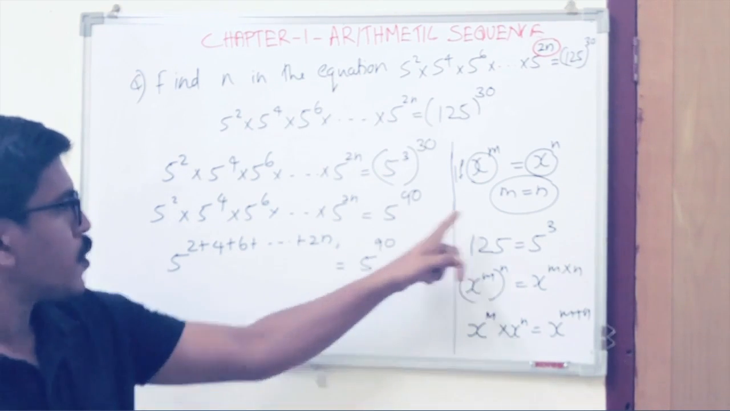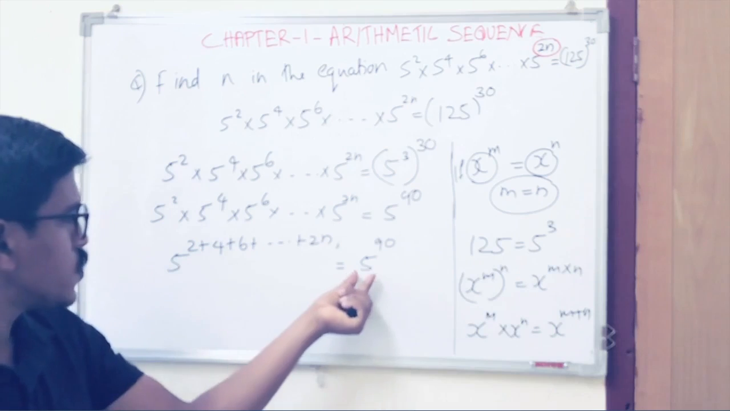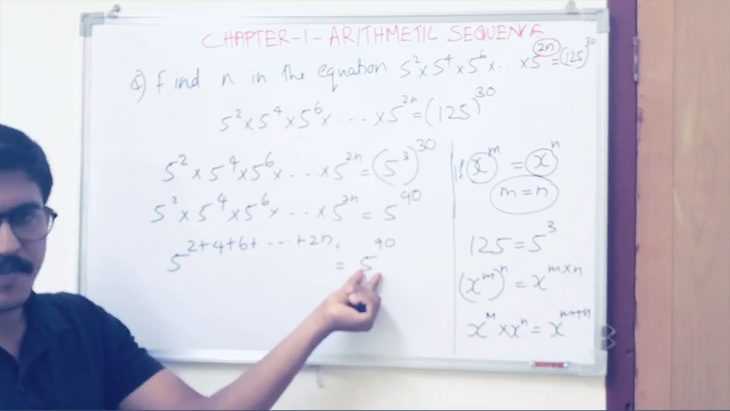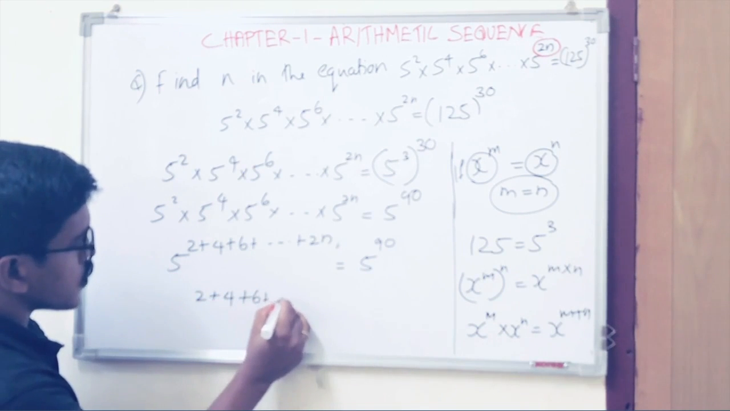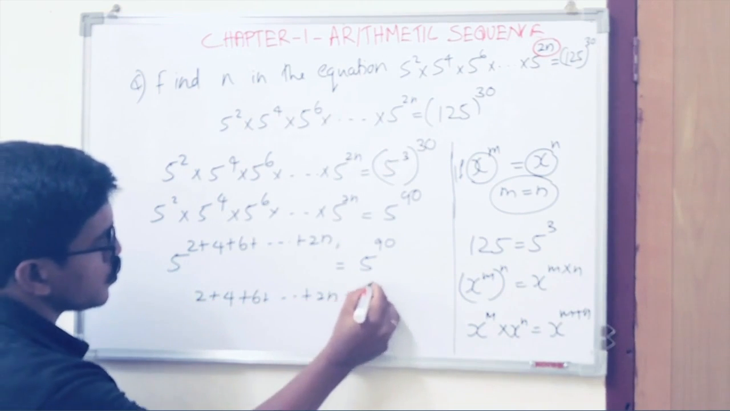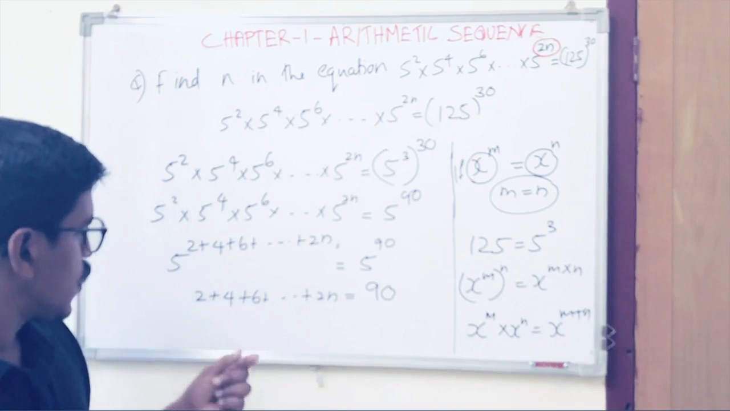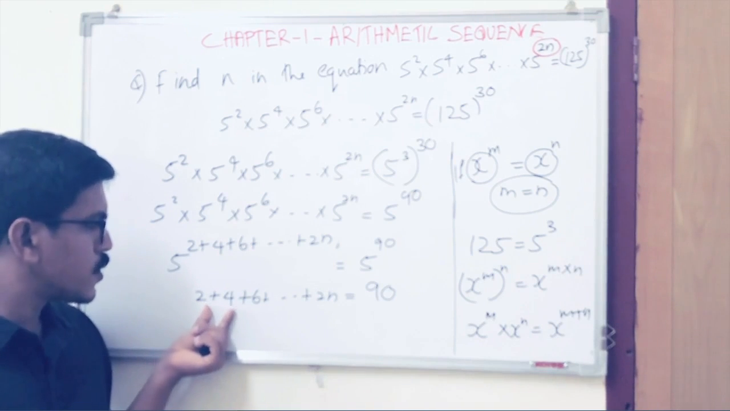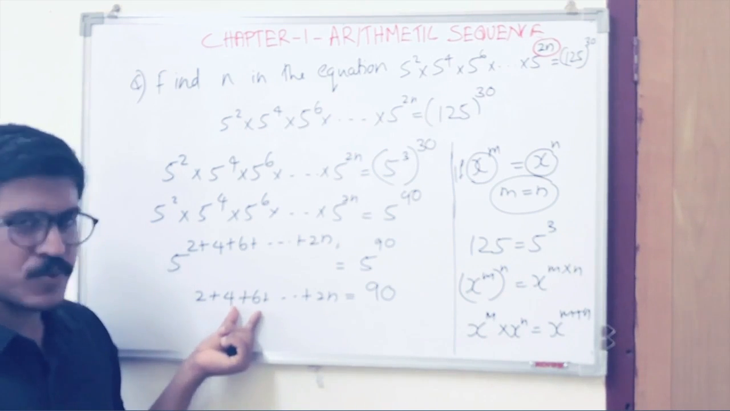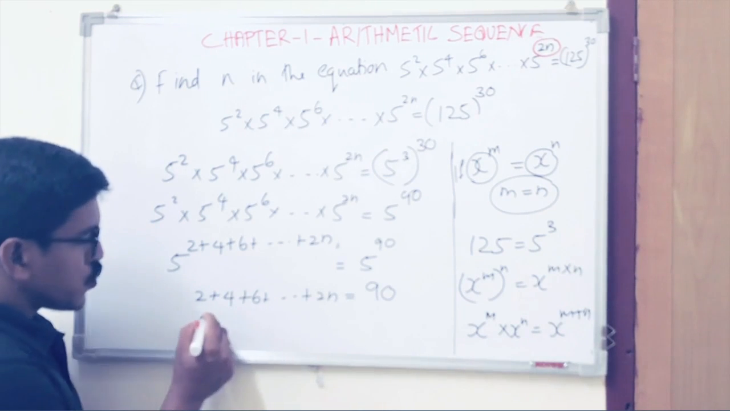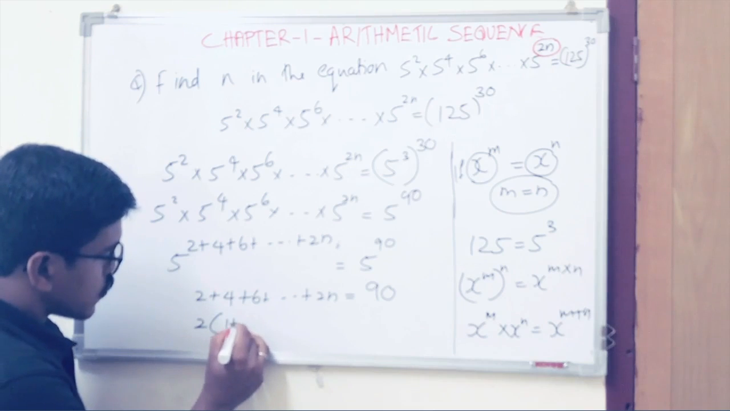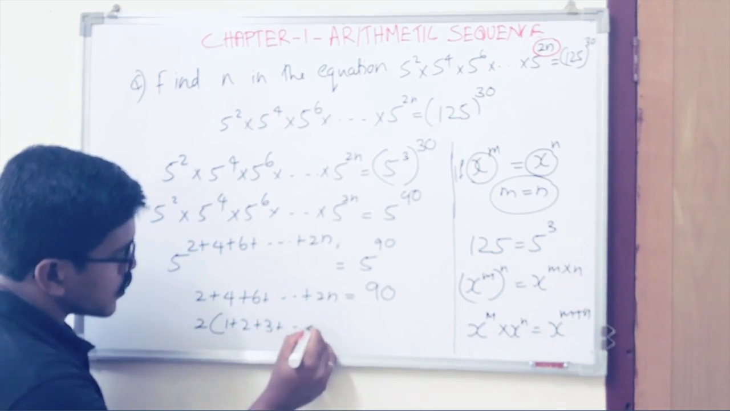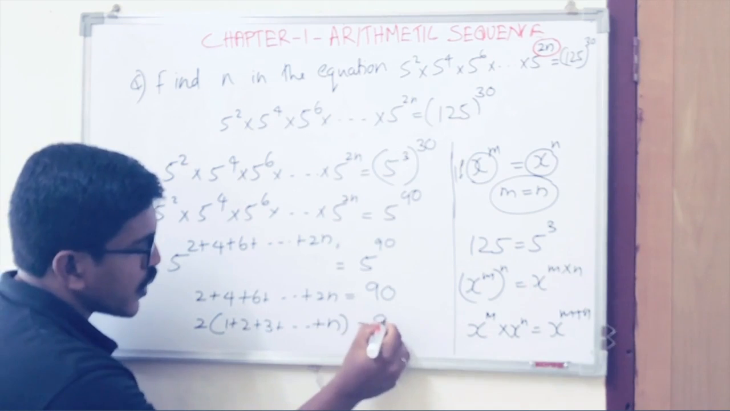Now we can equalize the powers because the base numbers are same. That is 2 plus 4 plus 6 plus etc. plus 2n is equal to 90. All of you know that these are the multiples of 2. So 2 is common in all the terms. We can take 2 outside. That is 2 into 1 plus 2 plus 3 plus etc. plus n is equal to 90 will come.